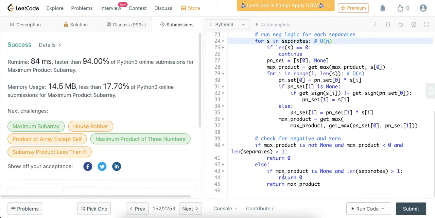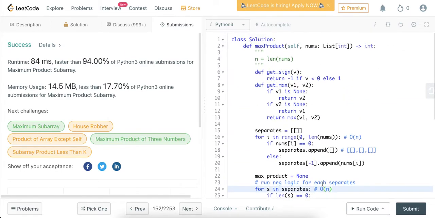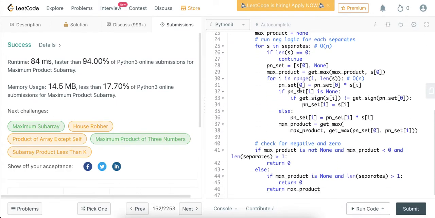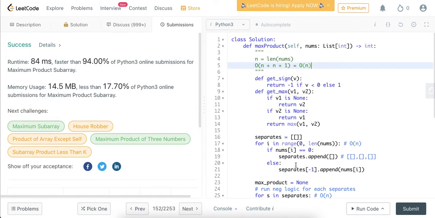How about this? This is just a comparison, so this is just big O(1). So in total there are three sections, and the three sections sum to n plus 1. So the time complexity for this one is big O(n). Okay, so that's it for this one.